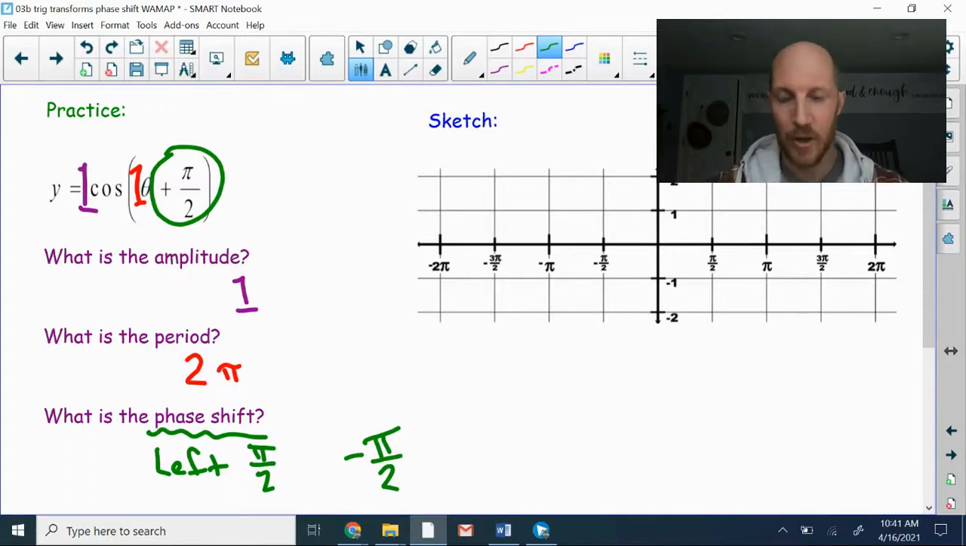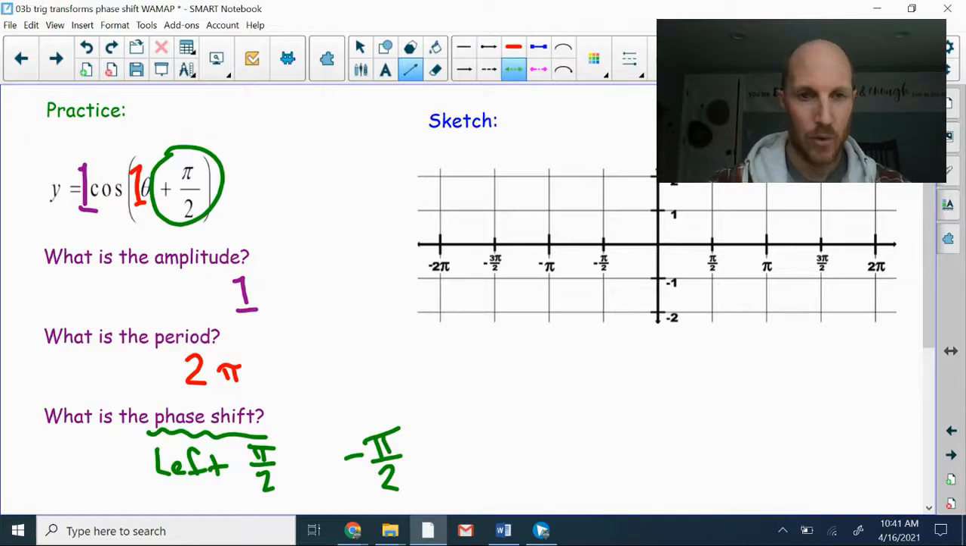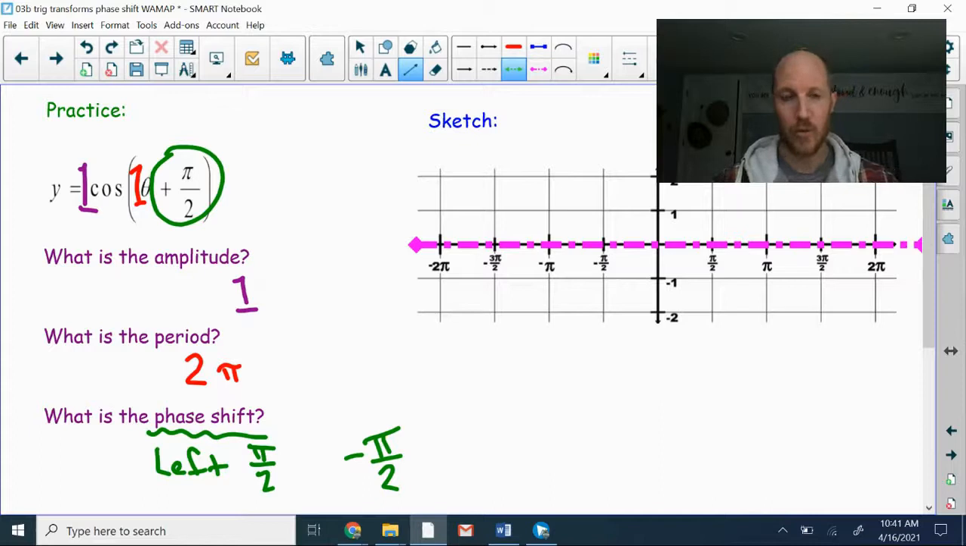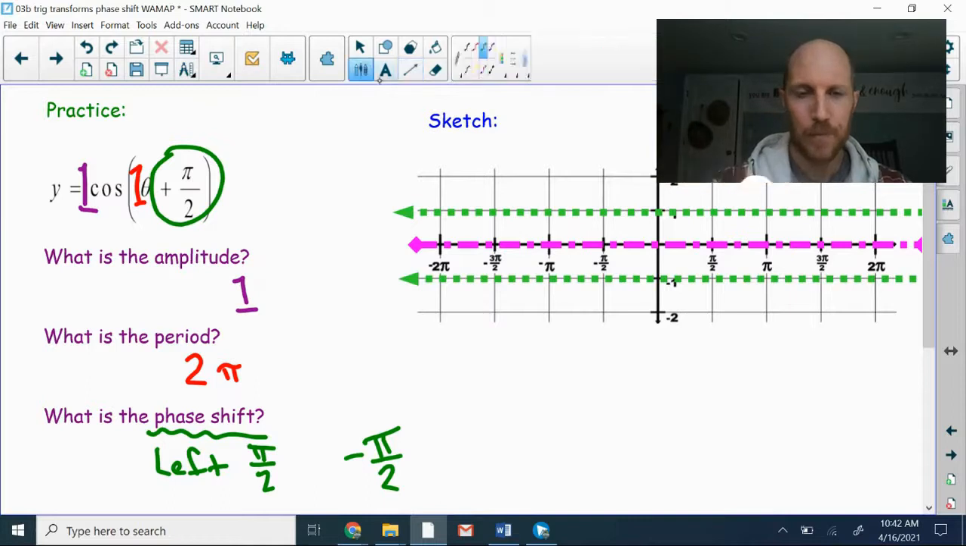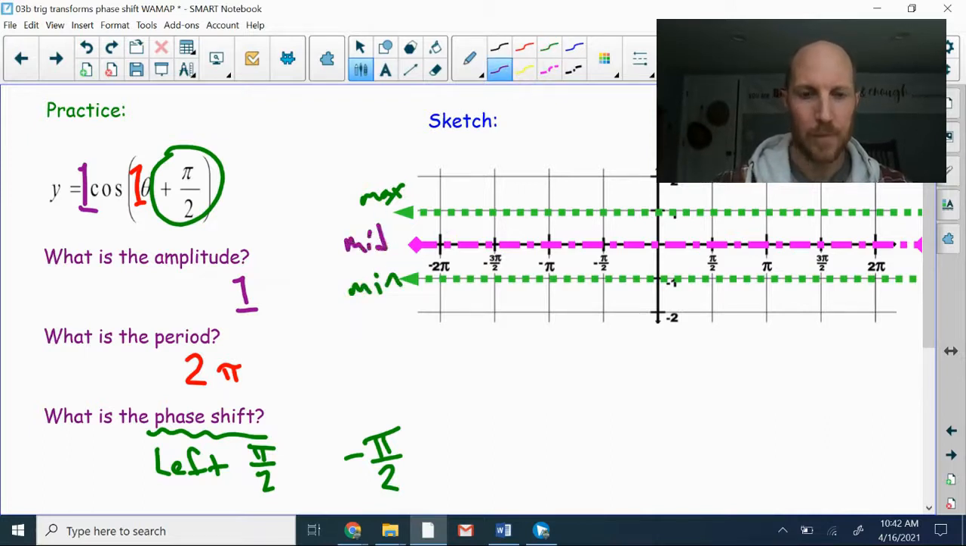Okay, so before I start drawing things on the graph, I'm going to put some guidelines on my graph. For the amplitude, I need the midline first. There was no vertical transformation, so my midline stays as the x-axis. The amplitude is 1. That's what I'm going to use to find both the maximum and the minimum. So from that midline, I need to go up 1 space. Here's the maximum. And from that midline, I need to go down 1 space. That is the minimum. I'll go ahead and label these. There's the max. There's the min. This one is the midline.